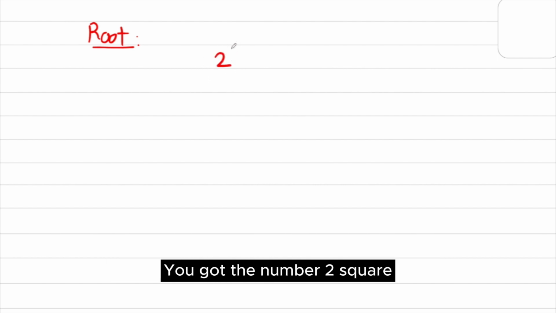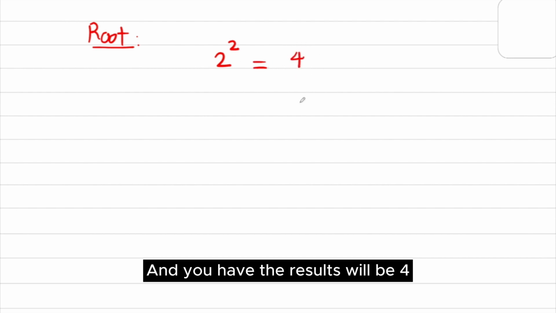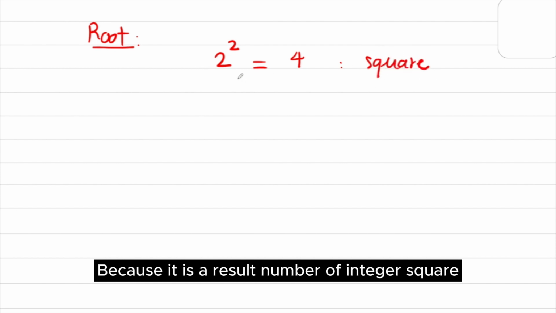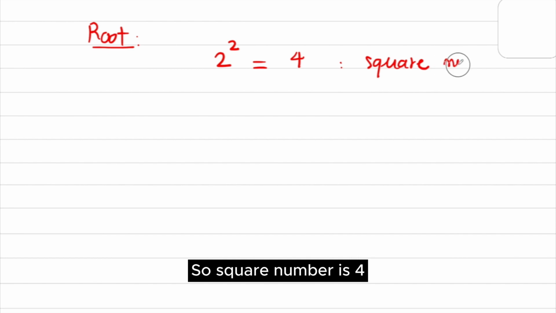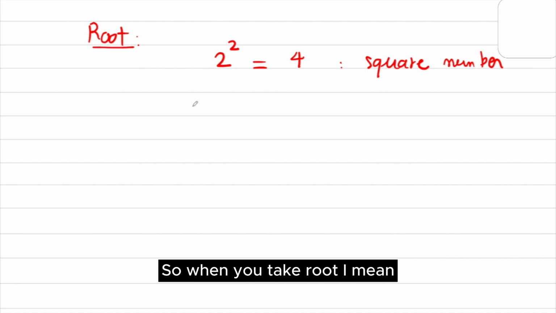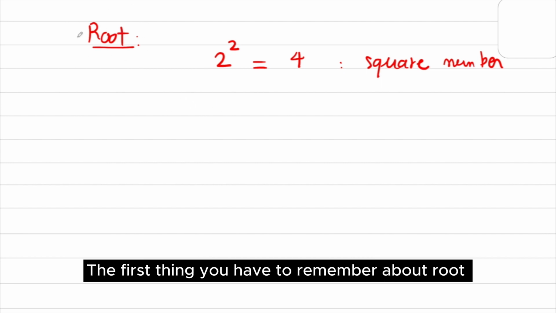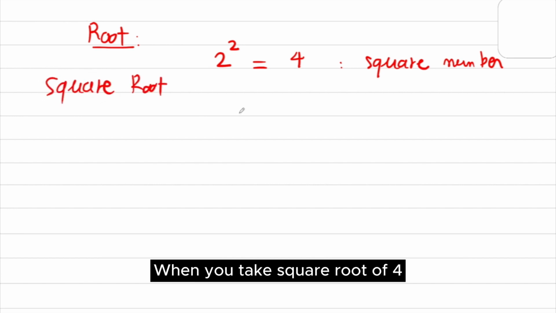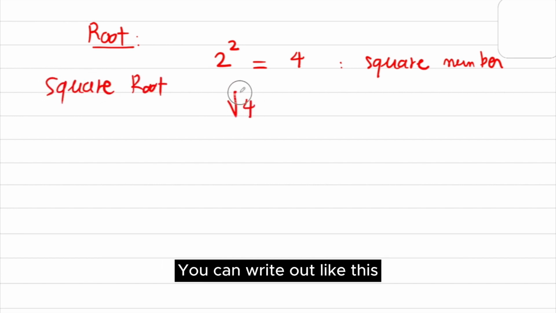You have the number 2 squared and the result is 4, and the 4 here we call a square number because it is the resultant number of an integer squared. So the square number is 4. When you take a root, the first thing you have to remember is the square root. When you take the square root of 4, you can write it down like this.